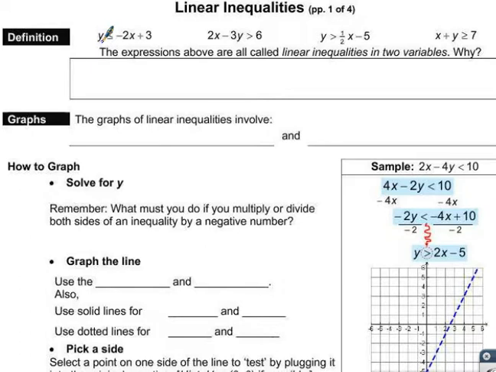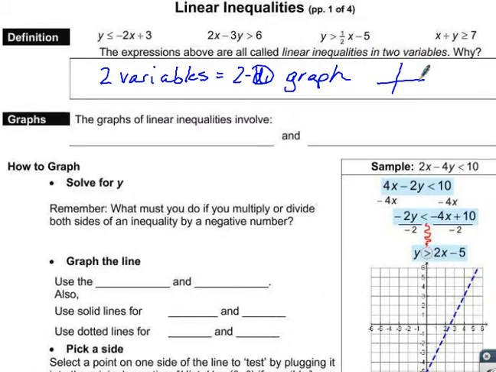So I just told you the why. They're in two dimensions because they have two variables, because it's a two-dimensional graph. Two variables equals a two-dimensional graph, or we'll just call it a 2D graph. The graphs of linear inequalities, if it's a two-dimensional graph, that means you're going to put it on an xy plane.